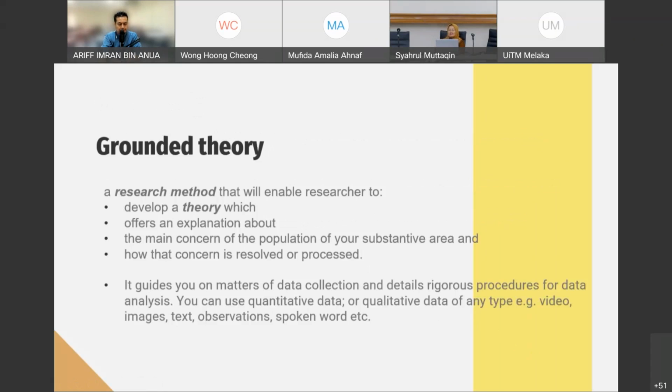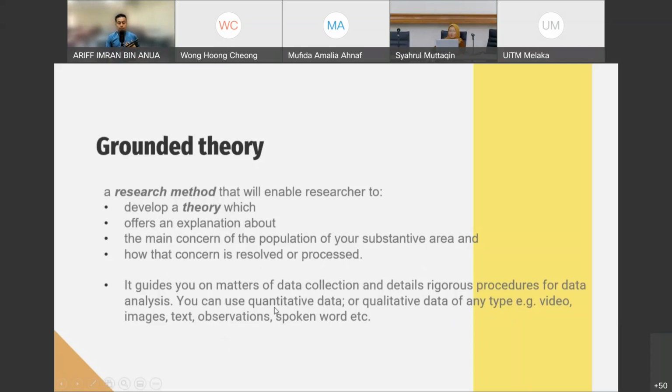This kind of research will enable the researcher to develop a theory which offers an explanation about the main concern of the population of a substantive area and how that concern is resolved or processed. It guides you on matters of data collection and details of rigorous procedures for data analysis.